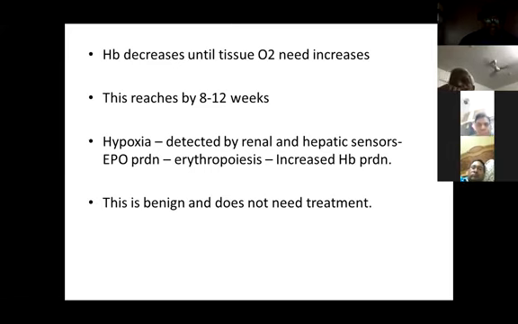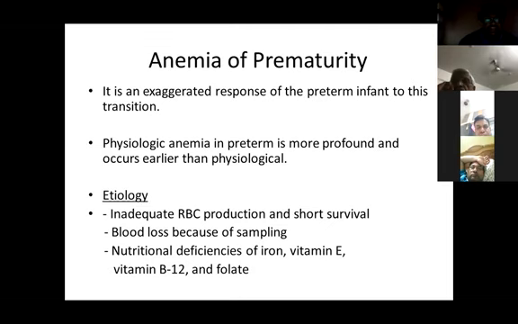After that, hypoxia will be detected by renal and hepatic sensors, where there will be production of erythropoietin, then erythropoiesis, and then increased hemoglobin production. This is a benign condition and does not need any treatment.